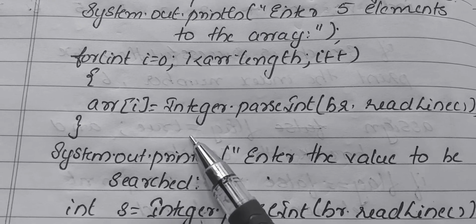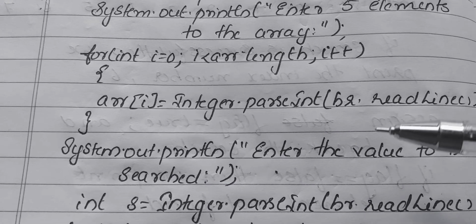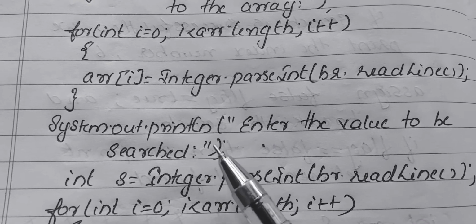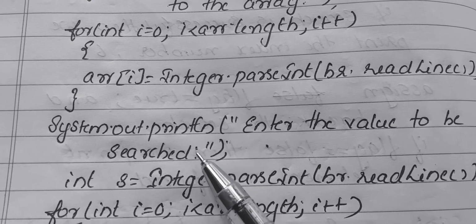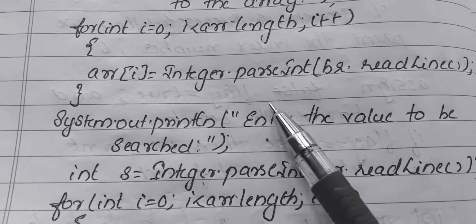Then what is the thing? We want to search for a particular element in the array. So give a message, that is System.out.println, enter the value to be searched. Since it is an integer array, the search element should be of integer type, isn't it?